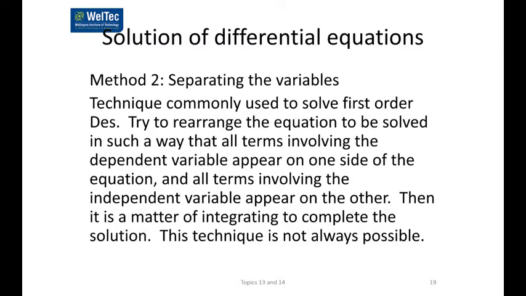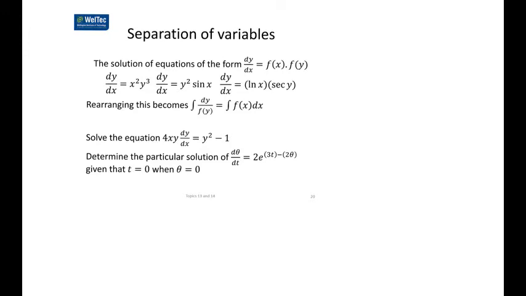A second way of doing it is called separating the variables. So we try to rearrange it so that all the terms with the dependent variable are on the one side and all the terms involving the independent variable are on the other side, and then it's a matter of integrating to find the solution. Not always possible, but sometimes it works. If we have a differential equation where you've got dy by dx is equal to some function of x times some function of y, then we can rearrange that so that we get the y terms on the left and the x terms on the right, and then we can integrate. Let's have a look at the first one, and the second one we'll do in class.